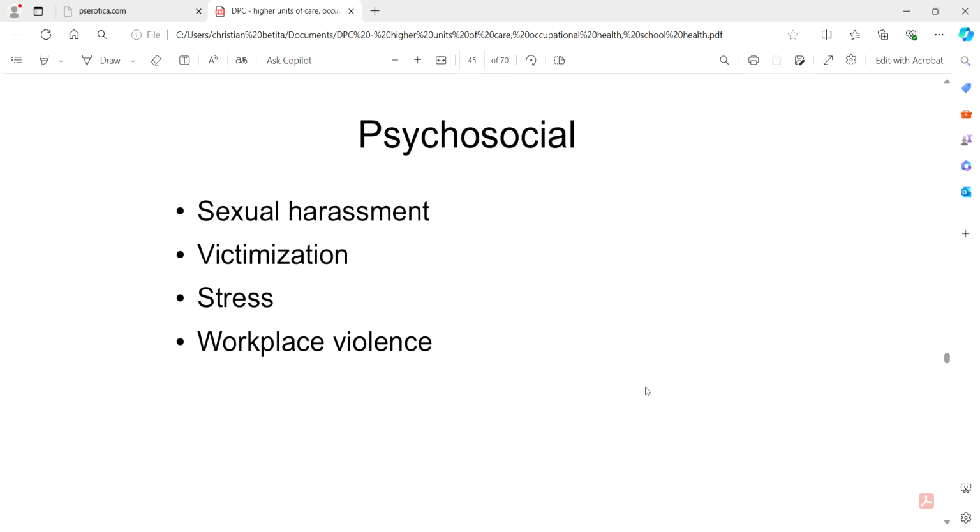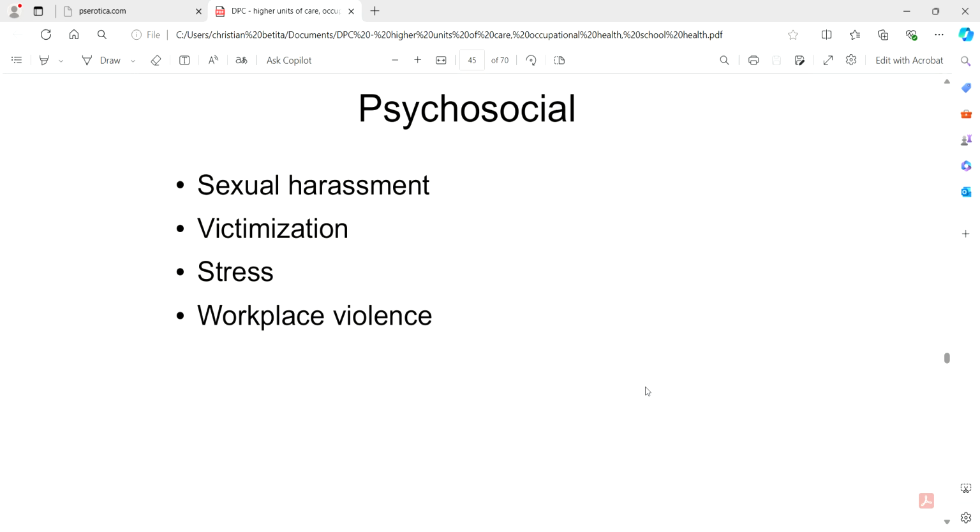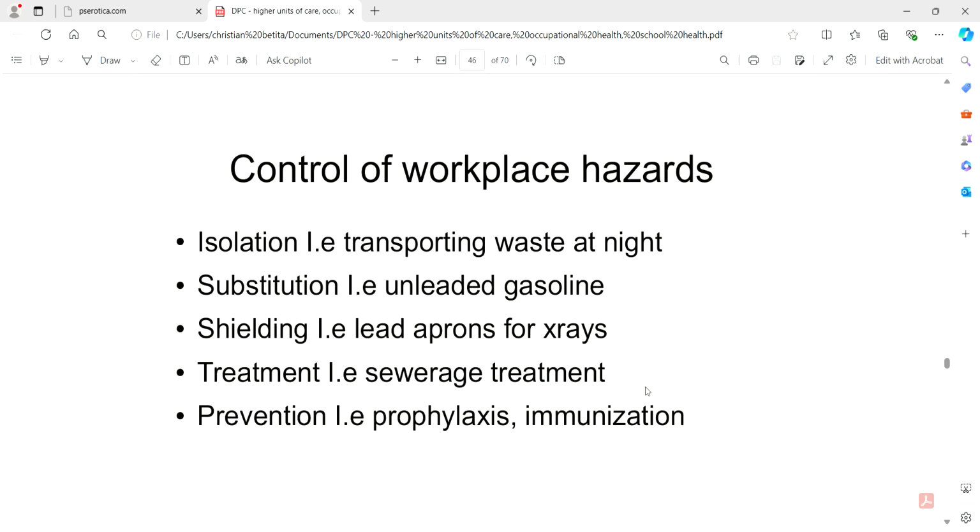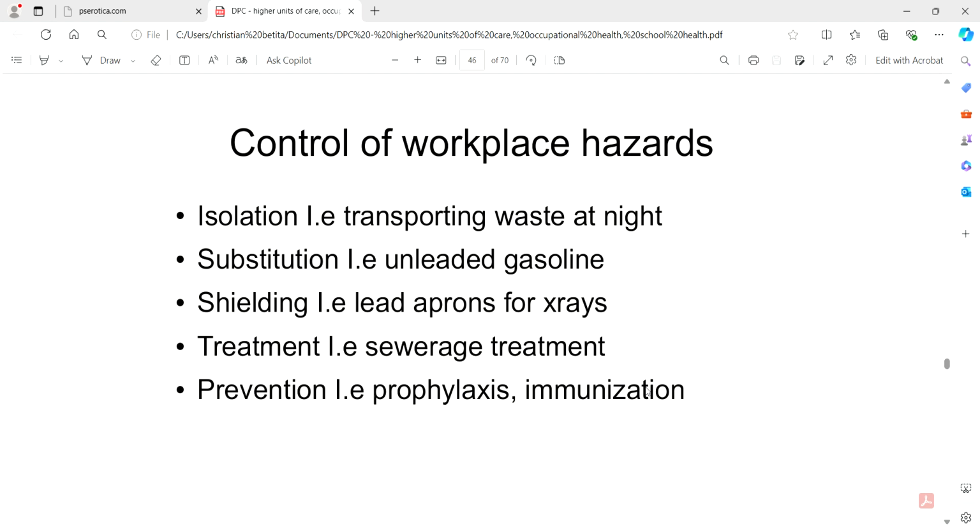Psychosocial would include sexual harassment, victimization, stress, and workplace violence. And control of workplace hazards is primarily done through isolation. So kapag isolation, you are placing a distance between the hazard and the susceptible host. So an example of this would be transporting waste at night, which would decrease exposure to waste among the general population. Okay. Or, for example, placing a barrier between the hazard and the people, the workers.